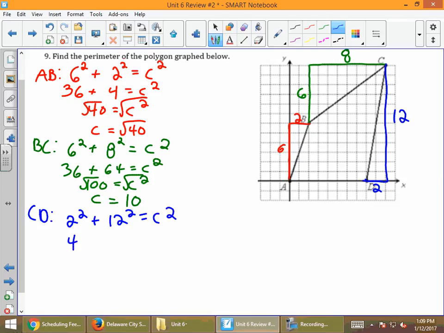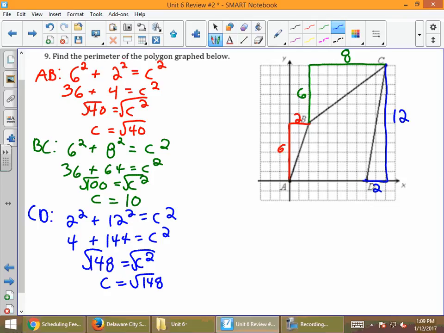2 squared is 4. What's 12 squared? 144 equals C squared. 144. A lot of fours in there. 148 equals C squared. Square root. Coming out pretty good out there. C equals the square root of 148. Okay, those are the 3 sides that we did need to do the Pythagorean theorem for.